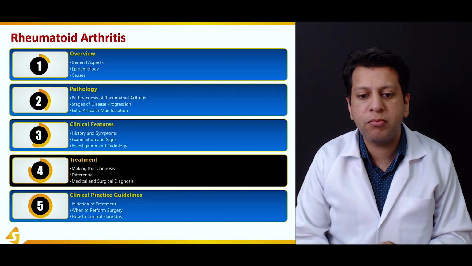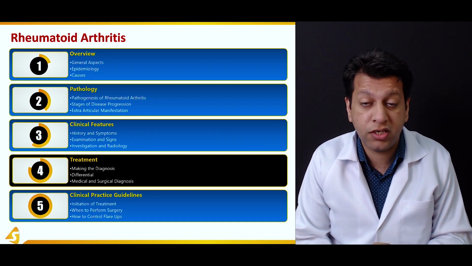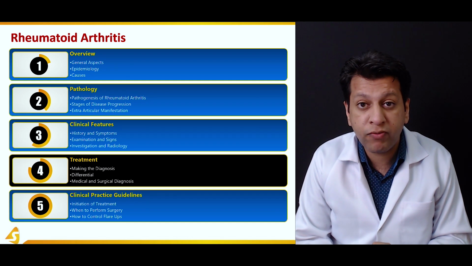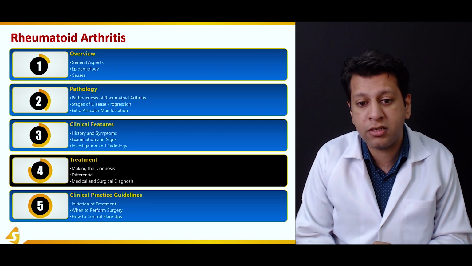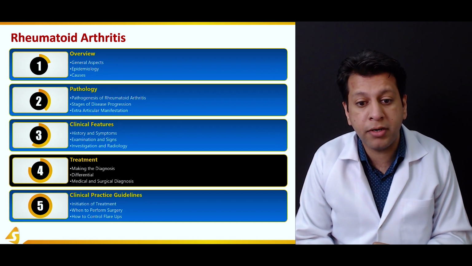In this section, we'll be going through how to make the diagnosis, how to make the differentials, what else we need to rule out when we are suspecting rheumatoid arthritis in a patient, and what are the principles of medical and surgical treatment.